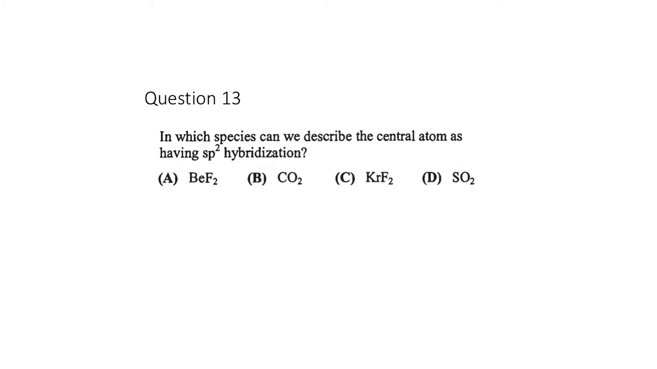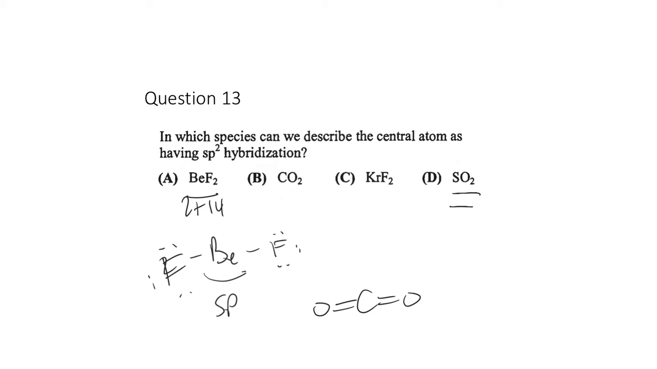13, which species is sp2 hybridized? Probably this one, but let's make sure we see why. This is going to be linear. BeF2 only has 2 for beryllium, so 2 plus 14 is 16. So we're good with this being sp. CO2, C double bond O, this is sp as well.